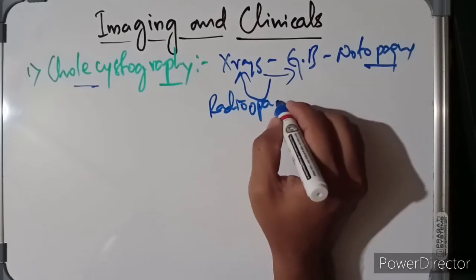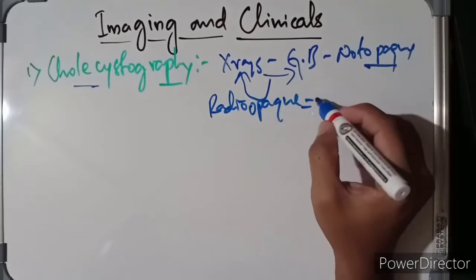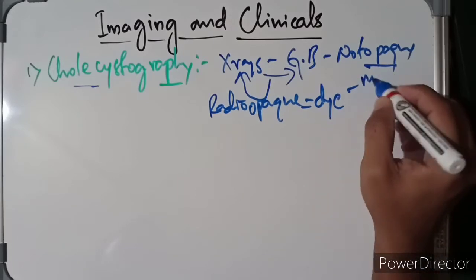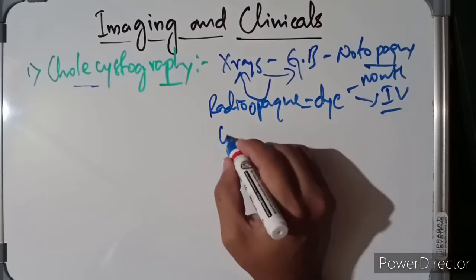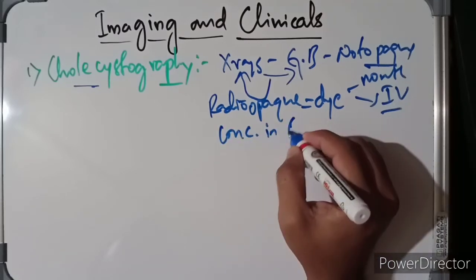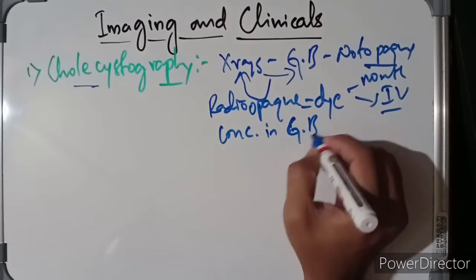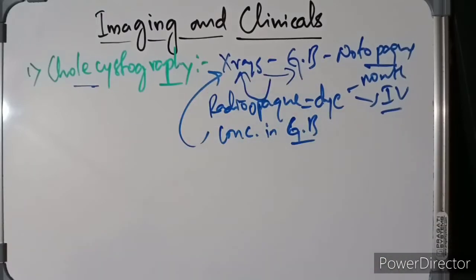What you have to remember is that the radio opaque dye is given either through the mouth or by intravenous injection. It is then concentrated in the gallbladder, which is seen in the radio imaging by the X-ray. So this is about cholecystography.